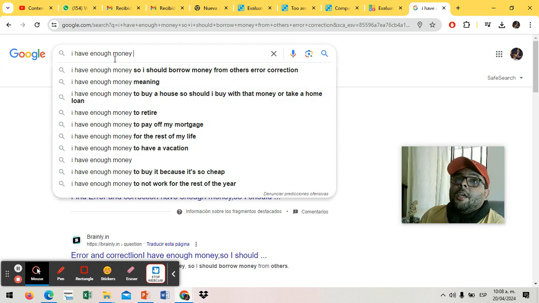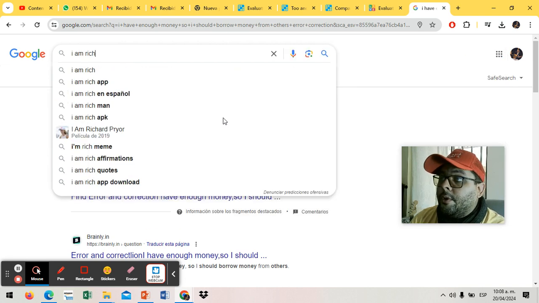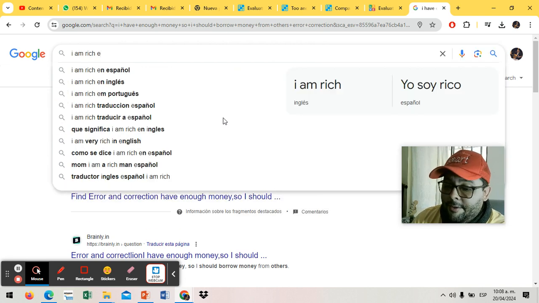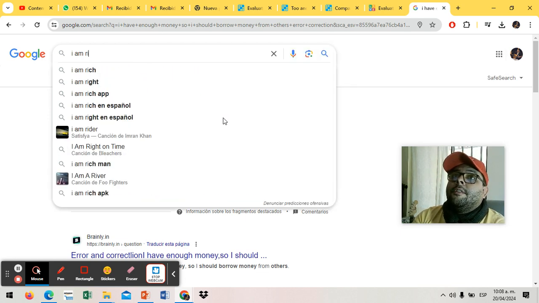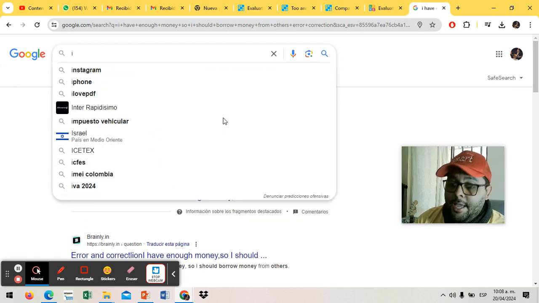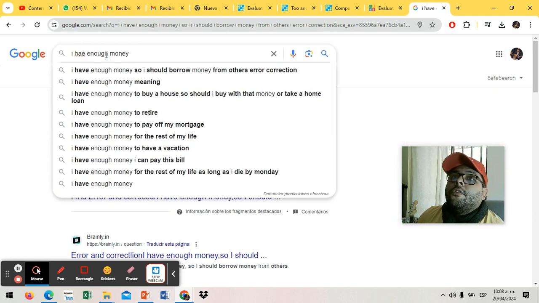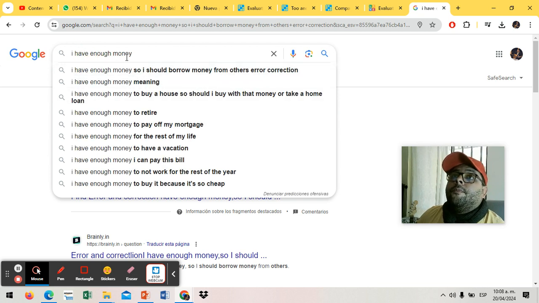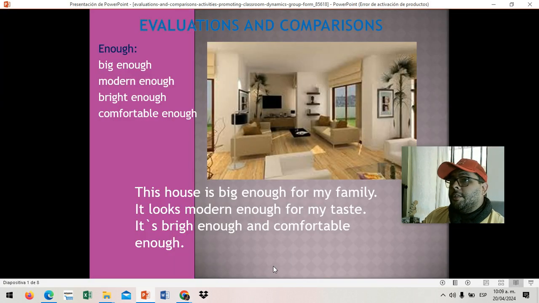So in that case, it means that when I'm using adjectives, for example, when I say I am rich enough, the adjectives are usually used before enough. And what happens in the other case? When I'm using nouns and I say, I'm sorry guys, I have enough money, that means that enough is usually used before the noun. So enough goes after the adjectives and before the nouns, remember. That is the first thing for you to consider, guys. Remember that it is to say something is sufficient.